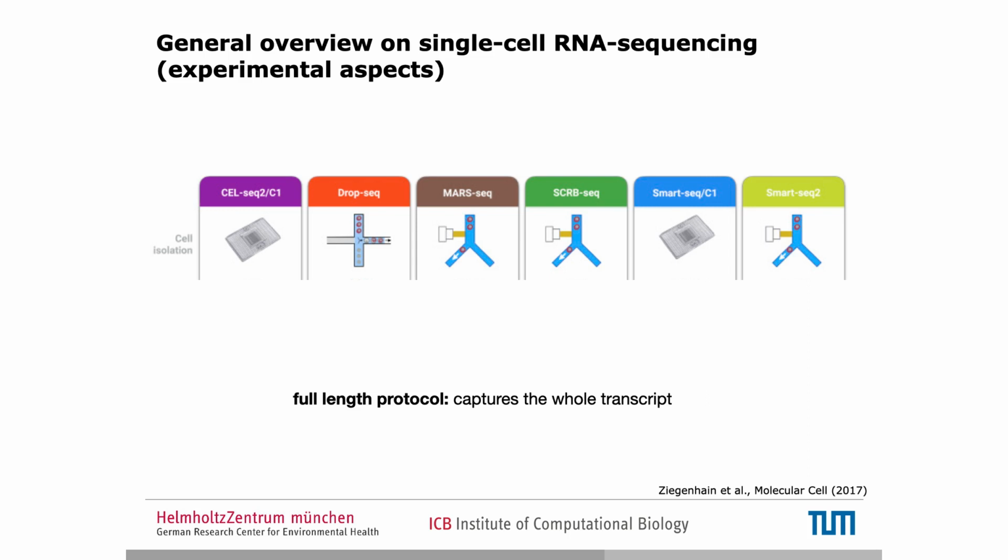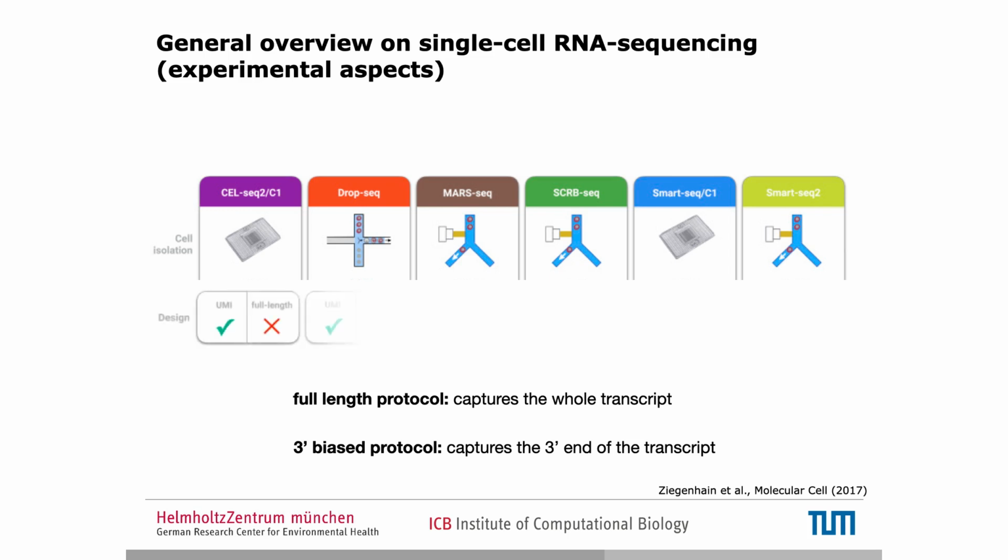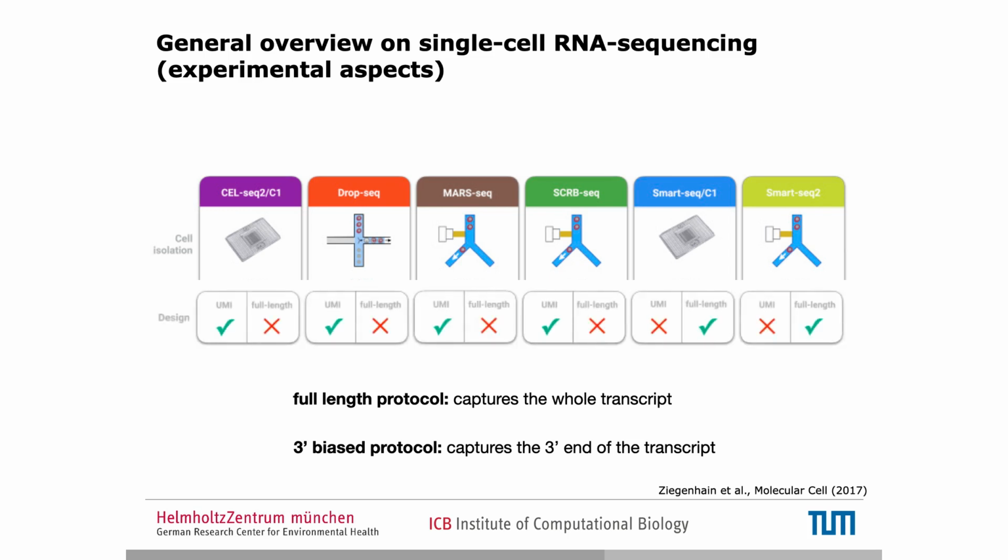There's another thing that you have to take into account once you want to design such an experiment. On the one hand, we have full-length protocols where we capture the whole transcript, and we have the 3' bias protocols where we only capture the 3' end of the transcript, which is closest to the poly A tail. On the protocols I depicted here, you see that some of them are full length and some of them are not. So SmartSeq is usually a full length protocol, while the others are 3' bias protocols.